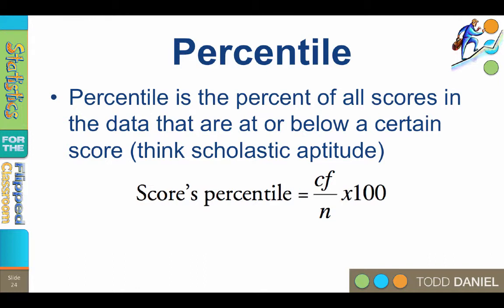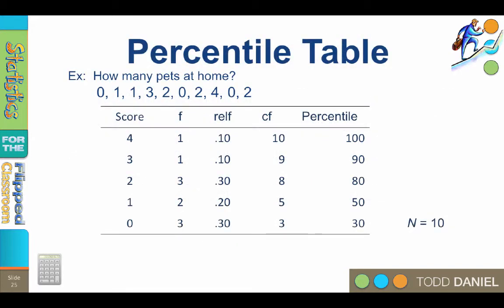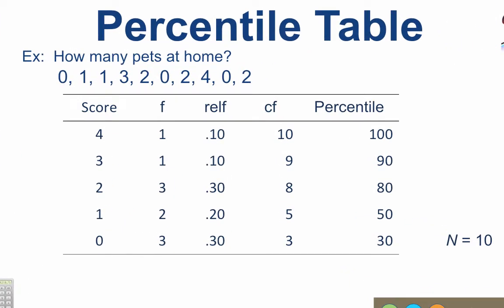We will calculate the percentile by dividing the cumulative frequency by n, then multiplying the result times 100. So let's do that. You can see here that each cumulative frequency score was divided by 10, then multiplied by 100. Beginning at the top of the percentile column, the cumulative frequency of 10 divided by the n of 10 equals 1, times 100 equals the percentile of 100 for the x value of 4.